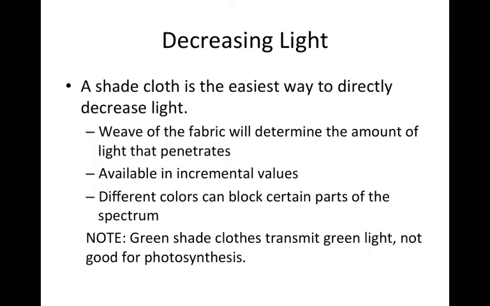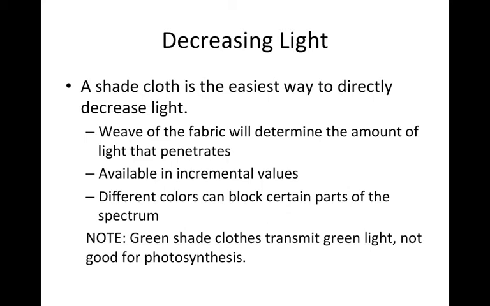A shade cloth is the easiest way to directly decrease light. The weave of the fabric will determine the amount of light that penetrates. The tighter the weave, the less light, and the more loose the weave, the more light. That allows shade cloths to be available in incremental values.